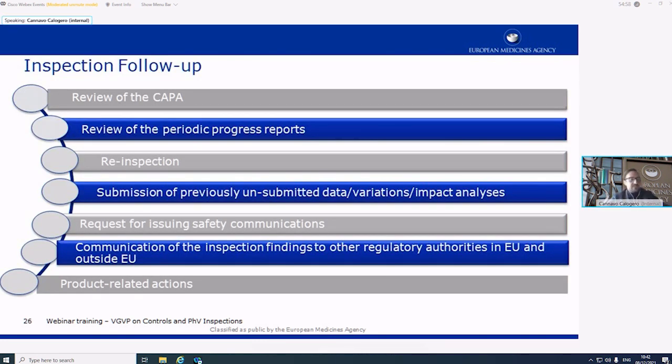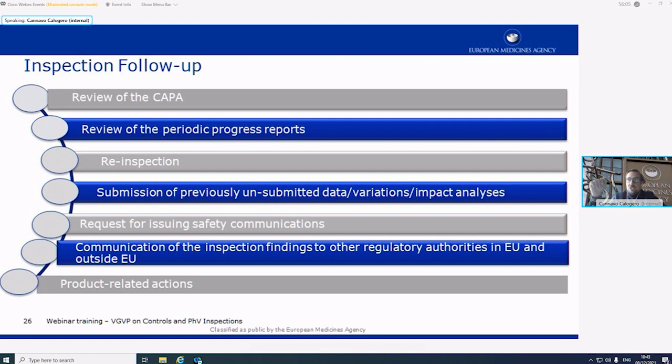Okay, here what I would like to highlight is just that when a non-compliance with the pharmacovigilance inspection is identified during an inspection, follow-up should be required until corrective and preventive action is completed. So here we just put some inspection follow-up activities that could be considered to be performed by the competent authority. Of course, the first one is the review of the corrective and preventive action. The second one is the review of the periodic progress reports that are submitted by the marketing authorization holder. Or again, an inspection could be considered, as I mentioned before, in case it's considered necessary to assess the CAPA because they are not being implemented in a good way.